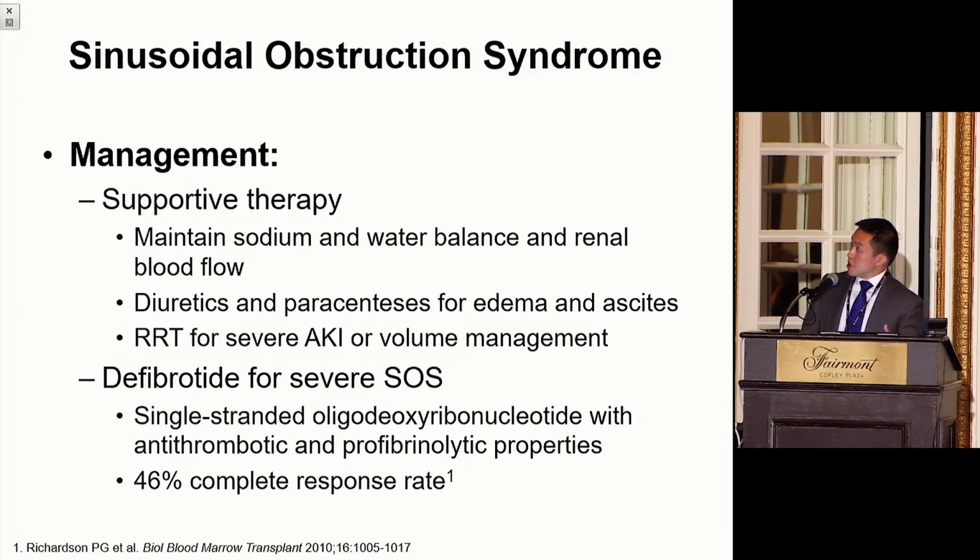Management of sinusoidal obstruction syndrome is typically supportive. You want to maintain sodium and water balance in these patients. You can give diuretics or perform paracenteses as needed to help with edema and ascites. And patients who have severe AKI or severe metabolic disarray may benefit from being started on renal replacement therapy. There is an agent called defibrotide, which is sometimes given to patients with very severe sinusoidal obstruction syndrome. This is a single-stranded oligodeoxyribonucleotide that has some antithrombotic and profibrinolytic properties. And patients with SOS who are treated with defibrotide have a pretty decent response rate in some observational studies.